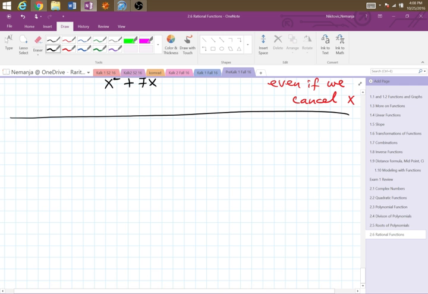All right. So let's graph f of x is equal to x minus 3 over x squared minus 4.